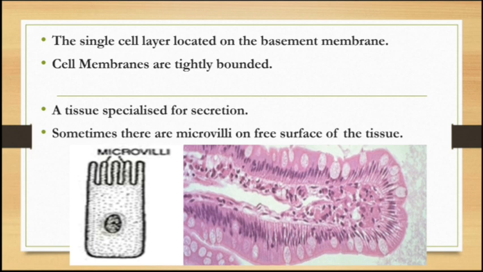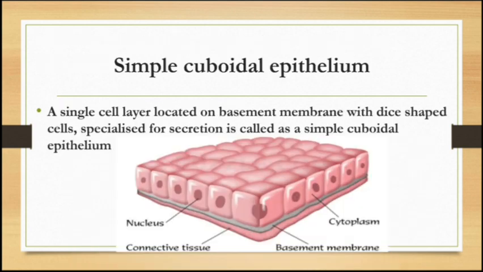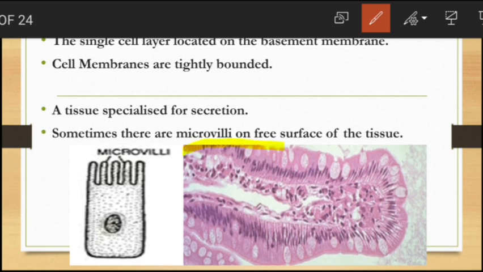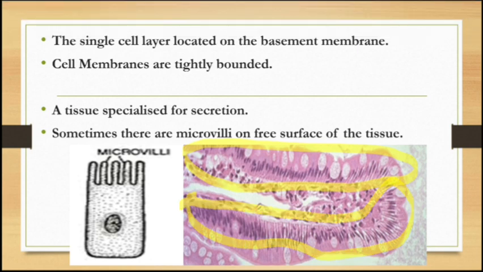Then a tissue specialized for secretion. So the simple cuboidal epithelium is located mostly in glands. Sometimes there are microvilli on free surfaces of the tissue. In the diagram, I have shown the microvilli, and you can find the simple cuboidal epithelium layer in this microscopic diagram. This is the simple cuboidal epithelium layer.